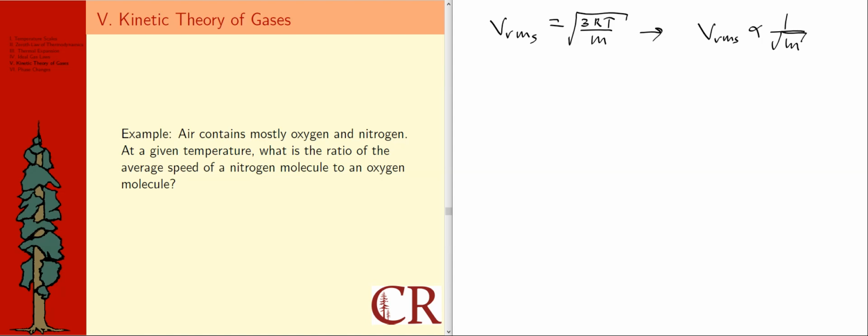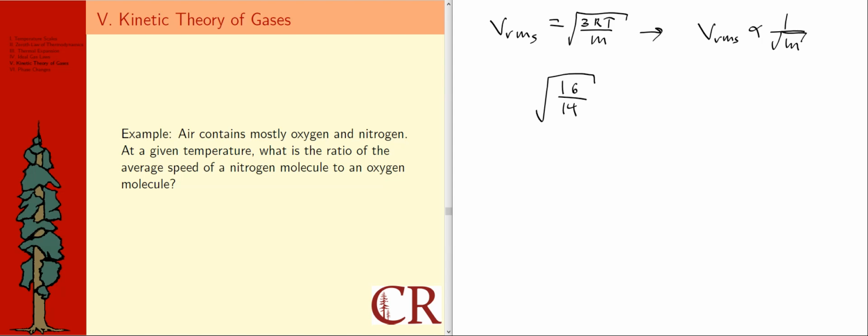In this case, since the atomic mass number of nitrogen is 14 and of oxygen is 16, all I have to do to calculate that ratio is take the square root of the ratio of those masses. We're being asked for the ratio of the speed of nitrogen to oxygen, and nitrogen being lighter should be going a little bit faster on average. And so I want to take the square root of 16 over 14.